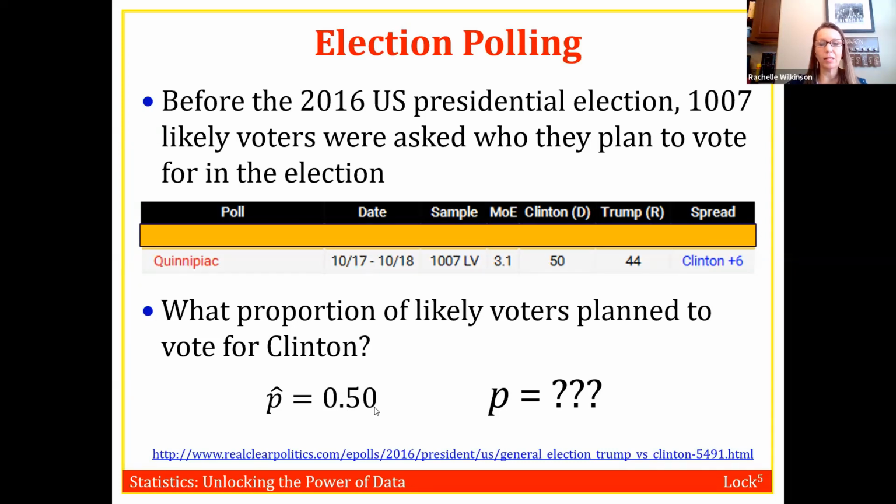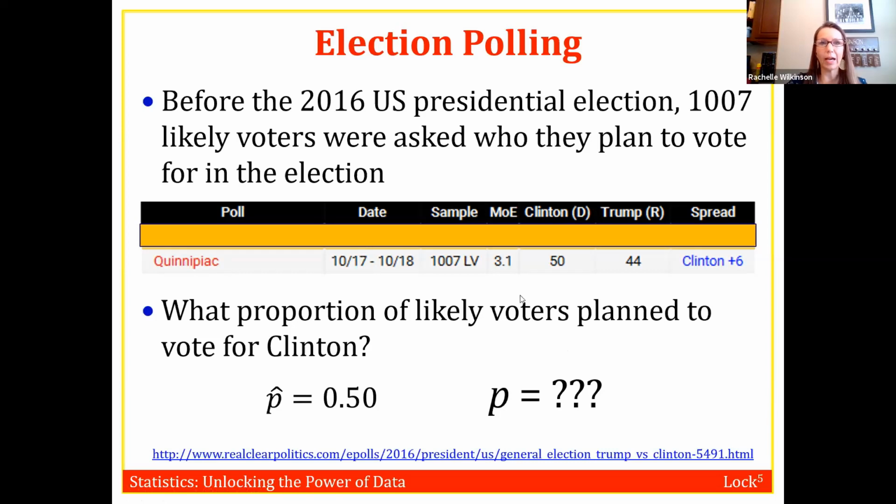No, I wouldn't expect my sample to be exactly the same as the population. I expect it to be close. If I took a random sample, then I expect my sample to be representative, but I wouldn't expect it to be exactly the same.